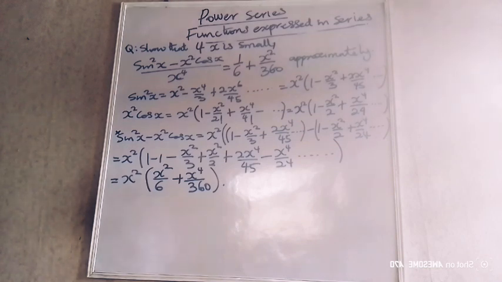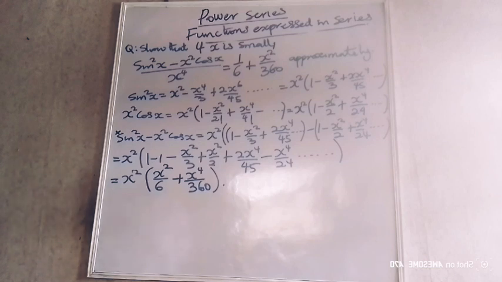So at the end of the day, the subtraction is done. So we have x squared outside, and then 1 minus 1 minus x squared over 3 plus, because minus times minus in the second bracket gives plus. So we have x squared over 2 plus 2x raised to the power 4 over 45 minus x raised to the power 4 over 24. And then, at the end of the day, we have x squared multiplied by brackets x raised to the power 2 over 6 plus x raised to the power 4 over 360.